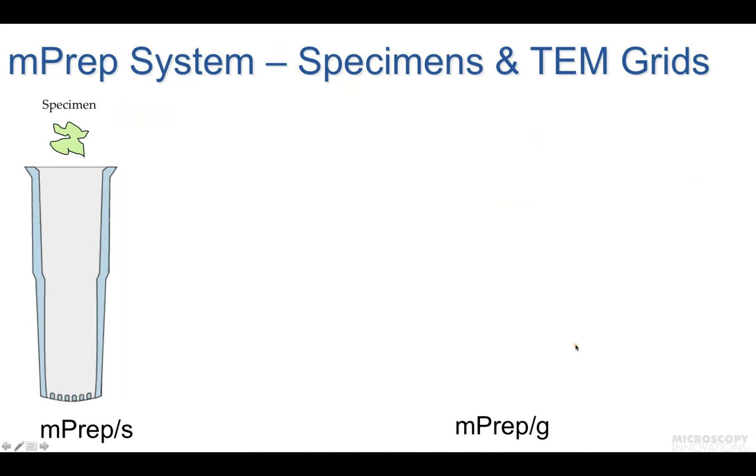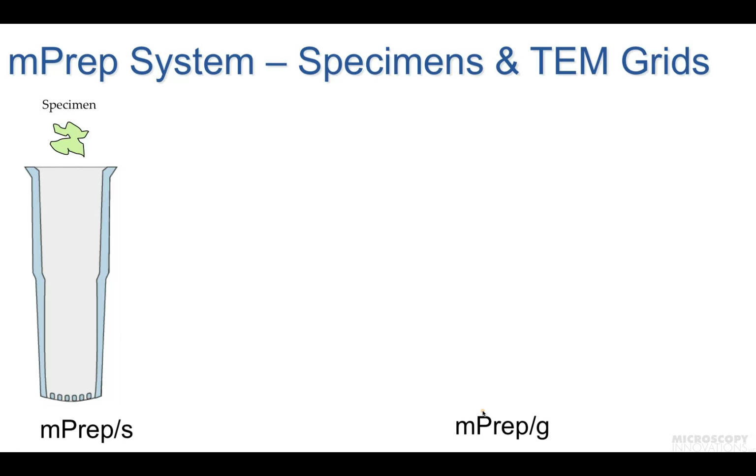The mPrep system is different. It's based on two capsule types that are specifically designed for the needs of microscopists. These vessels are not co-opted from another purpose. The specimen capsule, shown here diagrammatically, and the grid capsule, which will be shown in a moment, are purpose-built. Let me show you how these work.